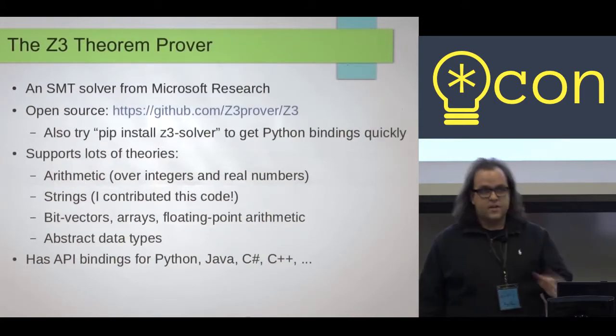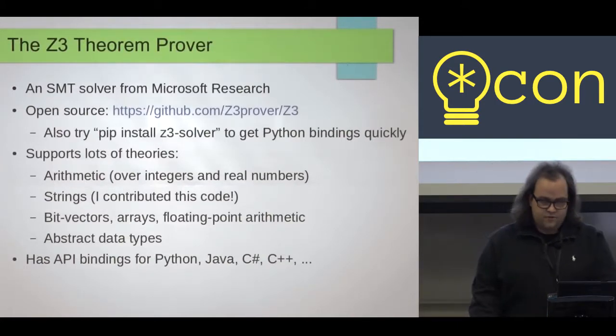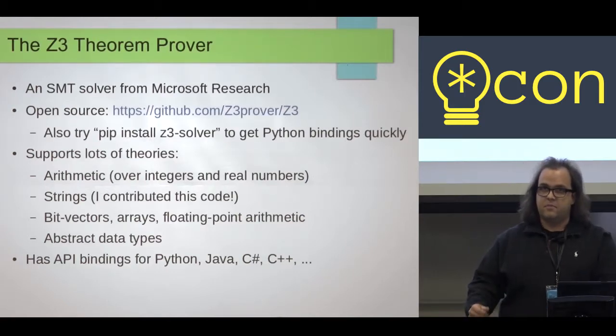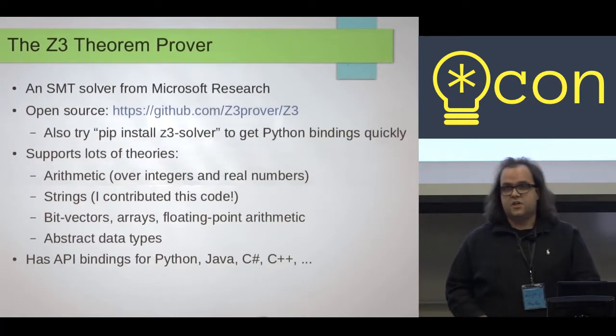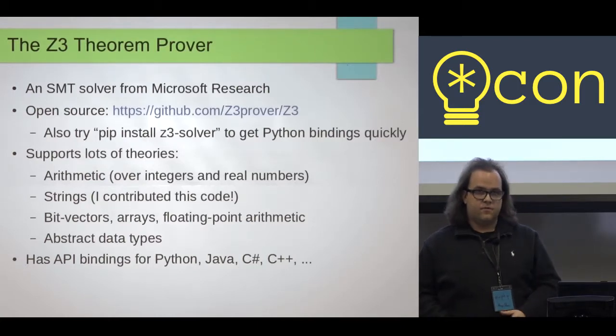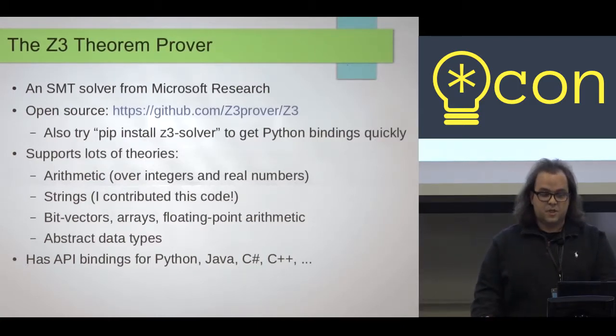Speaking of SMT solvers, here's one now. Introducing the Z3 theorem prover, which has actually been around for a while. This is an SMT solver that is developed and published by Microsoft Research. It's actually an open source package. It was open sourced under the MIT license a couple of years ago, and you can download the latest version from their GitHub page there.